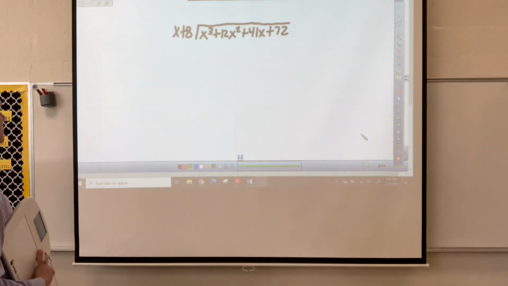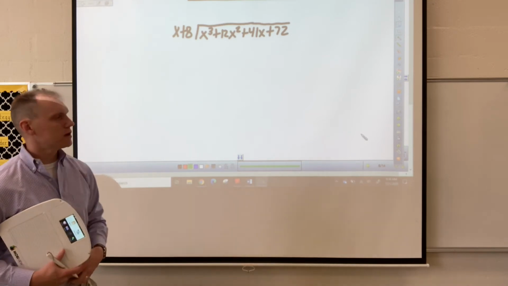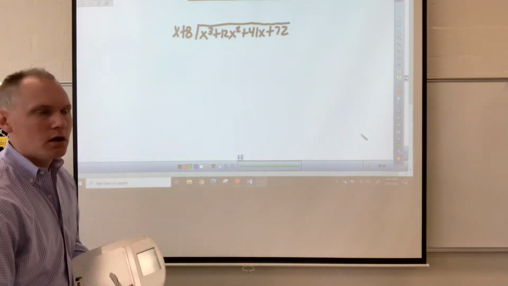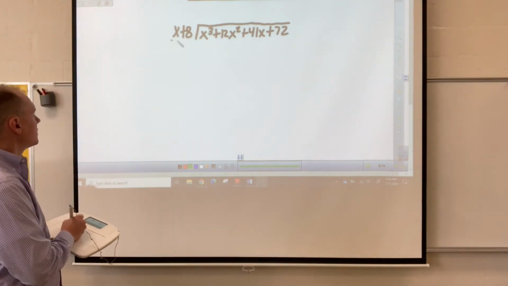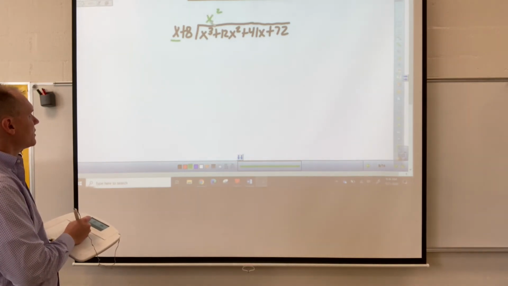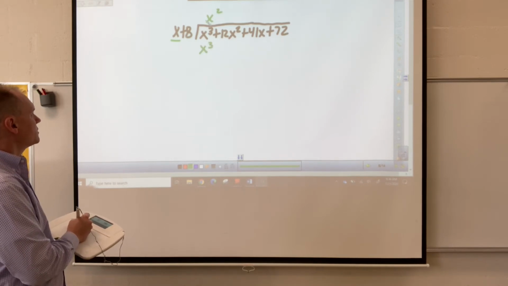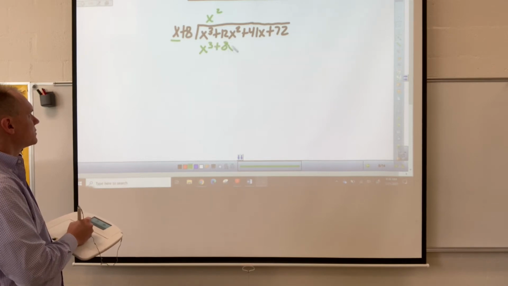Here we have x plus 8 as our divisor, and then x cubed plus 12x squared plus 41x plus 72 is our dividend. So let's start with x times what is x cubed? That's going to be x squared. And we're going to take that x squared and multiply by the whole divisor right here. So this is going to be x squared times x is x cubed. X squared times 8 is 8x squared.